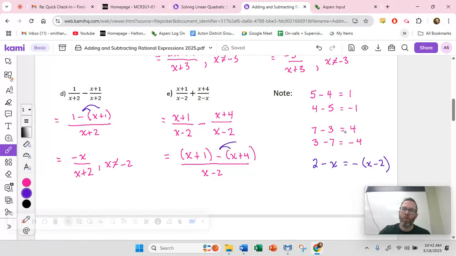We're going to subtract x. We're going to subtract 4. x minus x is 0. 1 minus 4 is -3. -3 over x minus 2.